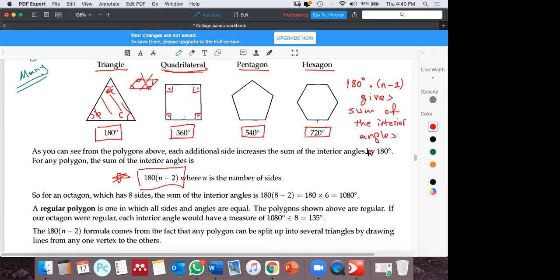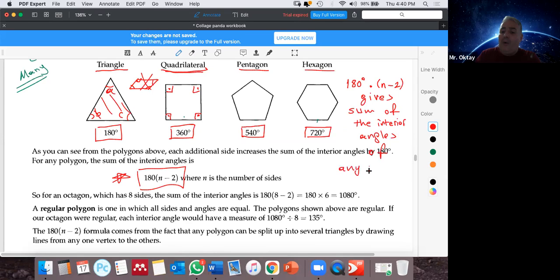The area, angles of any polygon. Any polygon, be careful. Okay, so for example, if I have an 8-sided octagon, what will be the sum of the interior angles? It will be 180 times 8 minus 2.